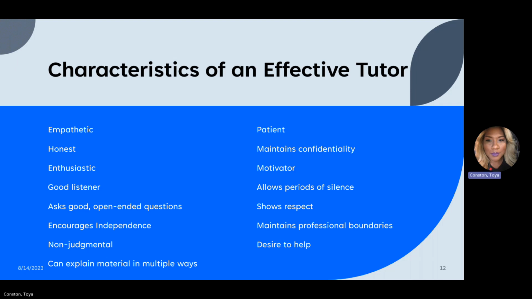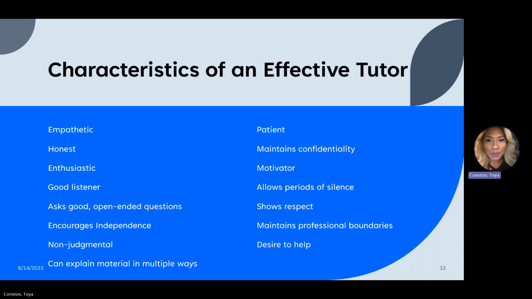Other characteristics include being non-judgmental. This means not judging a student based on their attire, their language, their customs, their cultural background. So really having a non-judgmental perspective on the student when engaging in these tutoring sessions can help lead to better positive outcomes for that student learner.